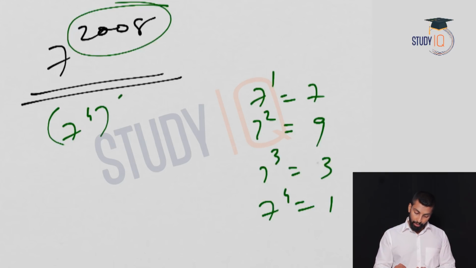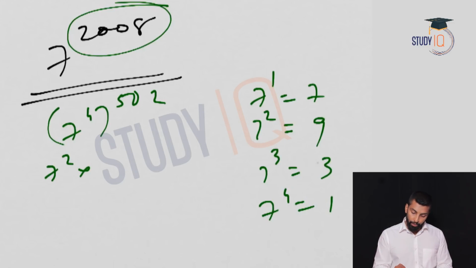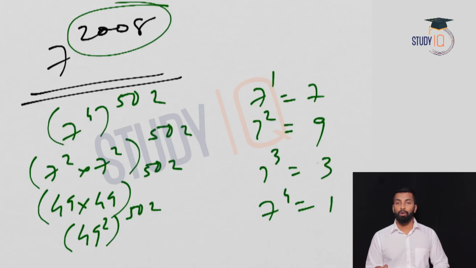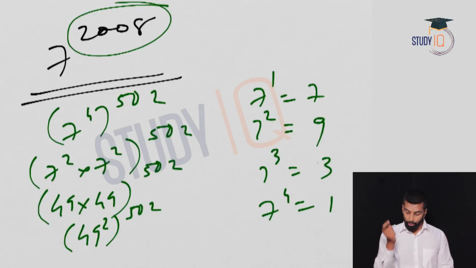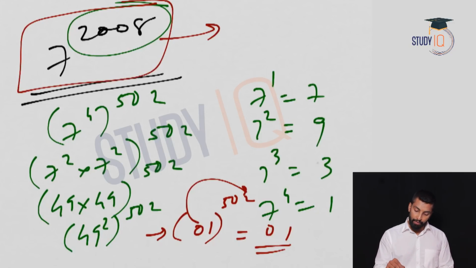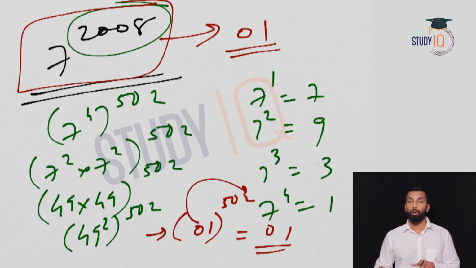7 raised to 4 raised to 502. Now 7 raised to 4 means 7 square into 7 square raised to 502. That means 49 into 49 raised to 502. That means 49 square raised to 502. I don't want to know what is 49 square. I know what is the last two digits of 49 square. It will be equal to 1 square. So what is the last two digits? 01 raised to 502. What is your answer? 1, 0 into 2, 0. So last two digits of 7 raised to 2008 will be 01. I hope this is clear for all of you.